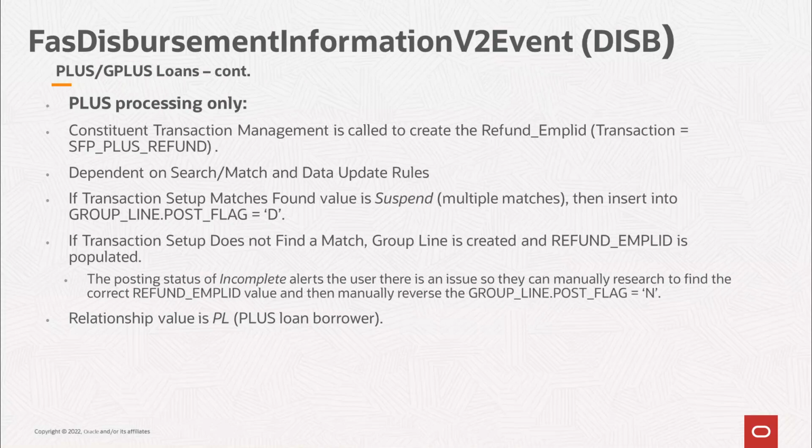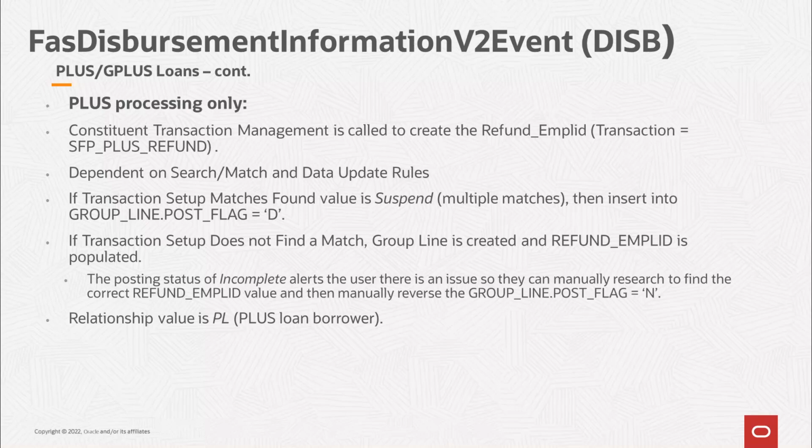To continue with the CS processing of PLUS disbursements in the CS SFP integration, CS has automated creating an EMPL ID for the borrower using constituent transaction management and search match functionality, and in addition will create the PLUS relationship. The automated steps include: first, the constituent transaction management is called to create the refund EMPL ID. This is dependent on your search match and data update rules.